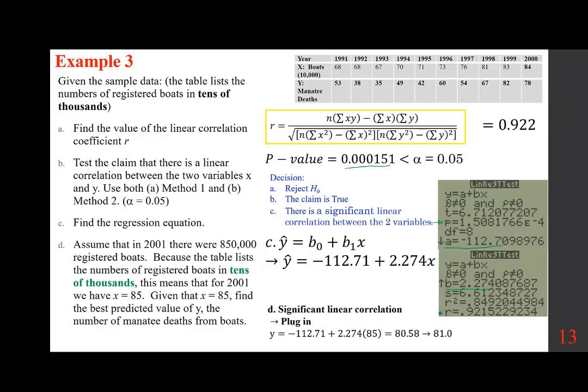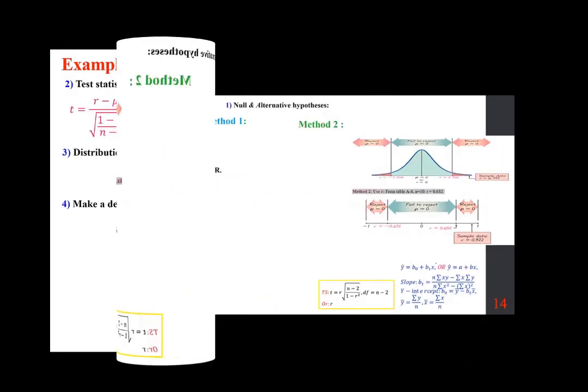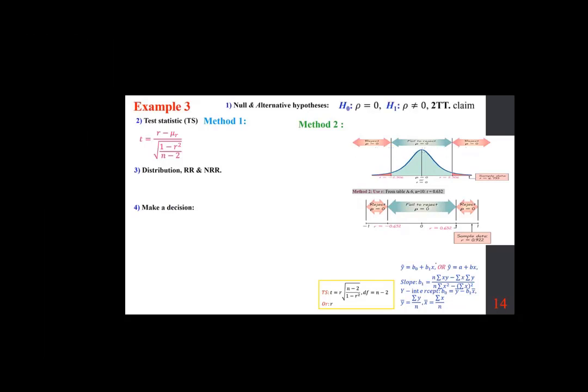Let's quickly do the test of hypothesis on that again, just for practice. The first step is identical as before: H0, rho equals 0, H1, rho is not 0, and that is a two-tailed test, that's a claim. Now you have to calculate the test statistic using the t-distribution. For method 2 it is simply R, which is 0.922 from the previous page. We need the distribution, rejection region, and non-rejection region. R stands for rejection region, N for non-rejection region. Alpha is 0.05, degrees of freedom is n minus 2, which is 10 minus 2 or 8, and we come up with the critical values of plus or minus 2.306.